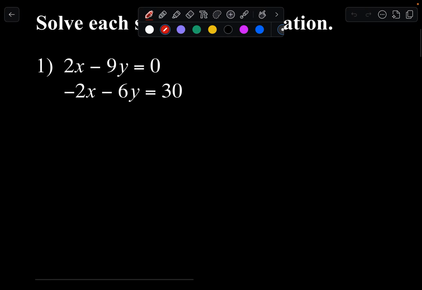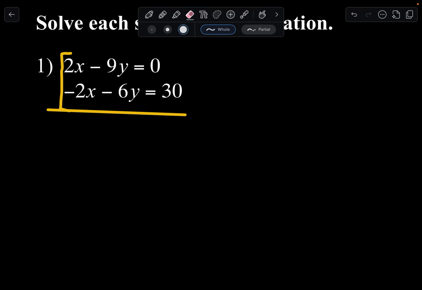Elimination. Remember from our discussion, elimination is when you focus on trying to kill a variable by adding equations together. When I look at this system here, I instantly notice that the x's can be killed if I just add the 2 equations together. So that's exactly what I'm going to do. I'm just going to add. Positive 2x plus a negative 2x is 0x, so you don't even bother writing it. Negative 9y plus a negative 6y is negative 15y.